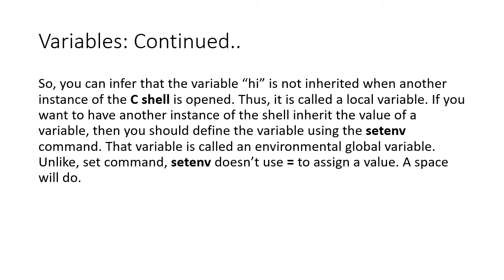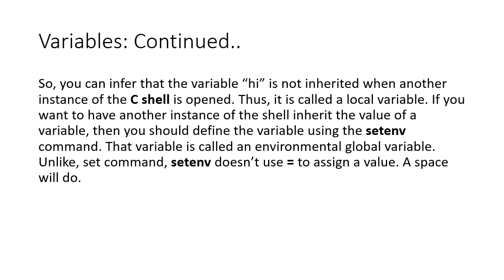So you can infer that the variable hi is not inherited when another instance of the C shell is opened. Thus, it is called a local variable. If you want to have another instance of the shell inherit the value of a variable, then you should define the variable using the setenv command. This is applicable only for the C shell. That variable is then called an environmental global variable.